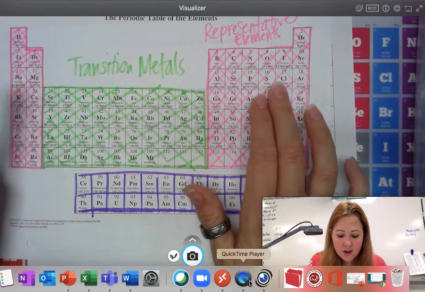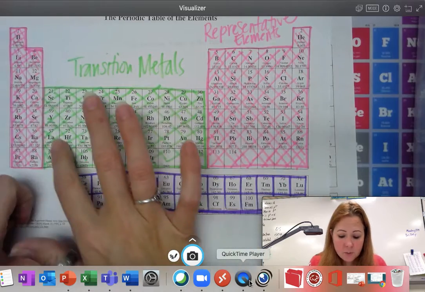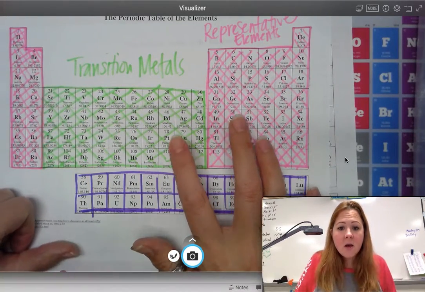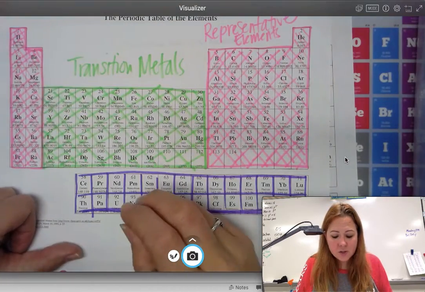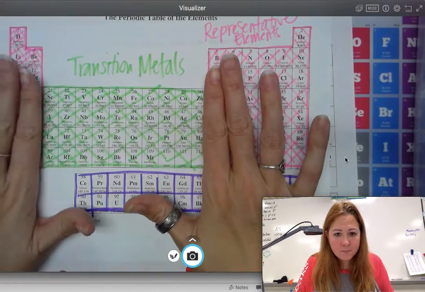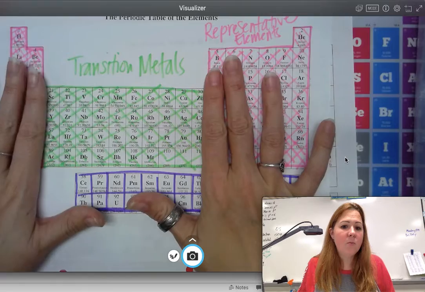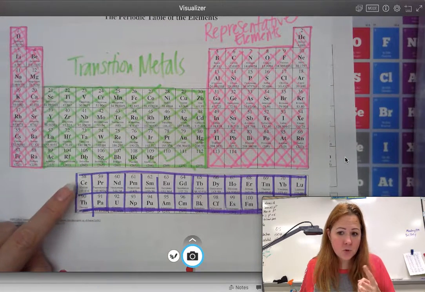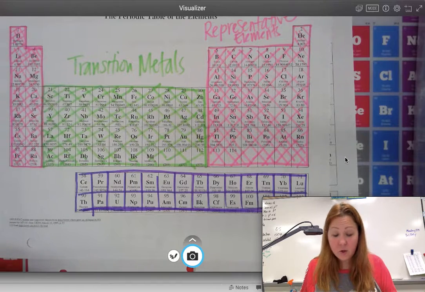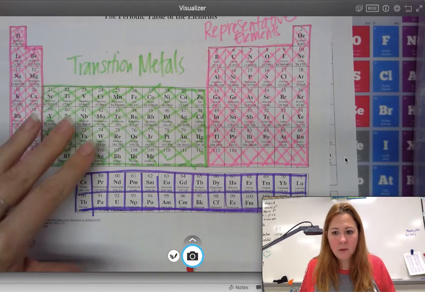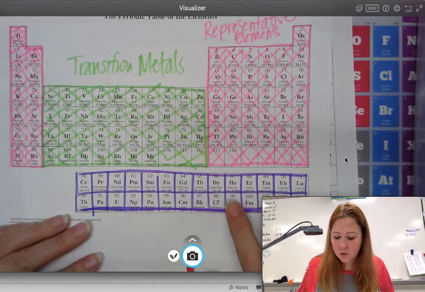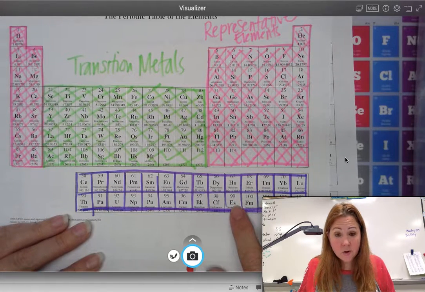Transition metals are what I have in green. Those transition metals have different numbers of valence electrons that they're going to end up losing. They're all going to lose electrons, but they're not set in stone. And then down here at the bottom we have the inner transition metals. These electrons jump in two energy levels. Again, we're not really going to do anything with these pretty much all year long till we get to the nuclear unit. But these are called inner transition metals down here.